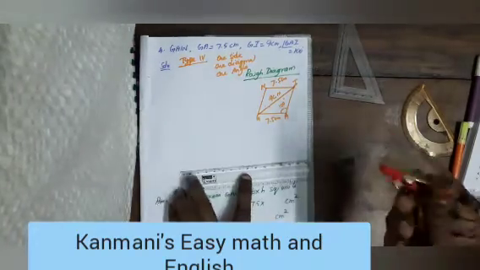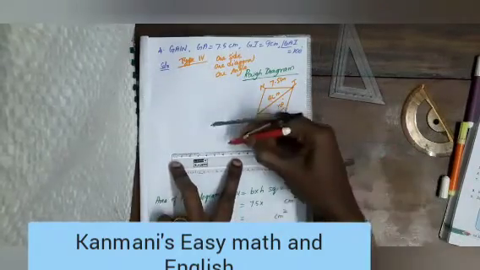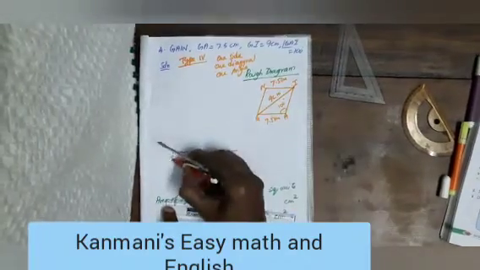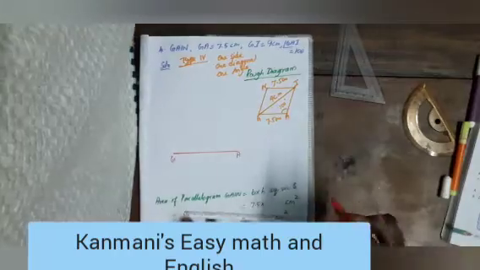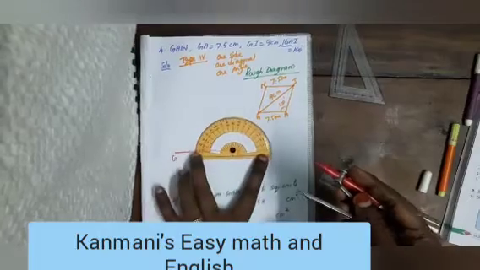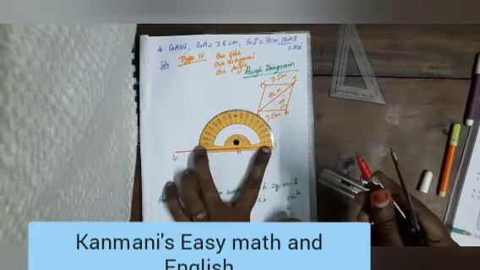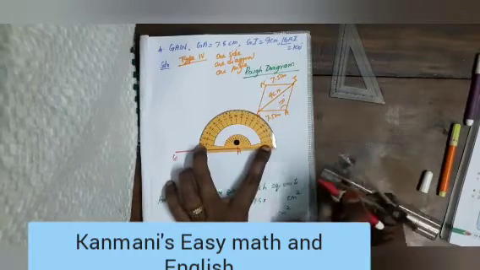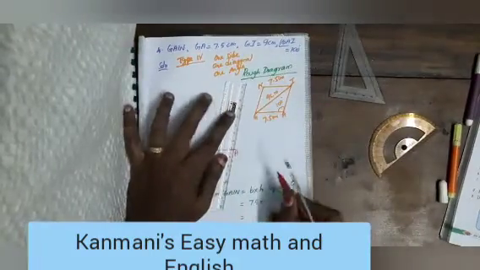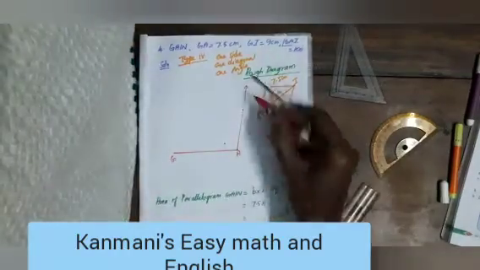Let us now draw the base first in fair diagram. GA is 7.5. Then GAI is 100 degree. So place the protractor like this on GA. The 90 degree angle should be on A. Then we can mark 100 degree here, which is an obtuse angle. Let us draw a line through this A. Draw an arrow mark here.